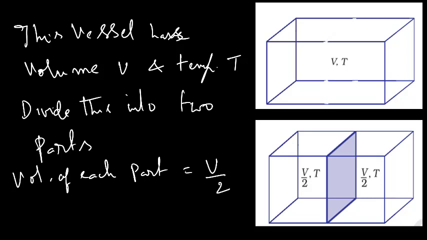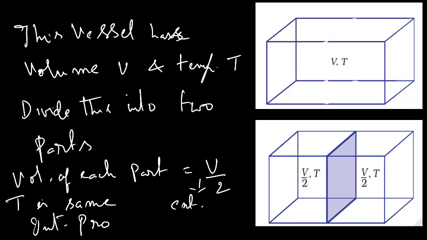Therefore, volume decreases. Thus, volume is an extensive property. Whereas, even if the vessel is divided into two parts, the temperature of both the parts is the same. T is the same, which means it does not depend on the quantity of the substance. Therefore, T is an intensive property, whereas volume is an extensive property.